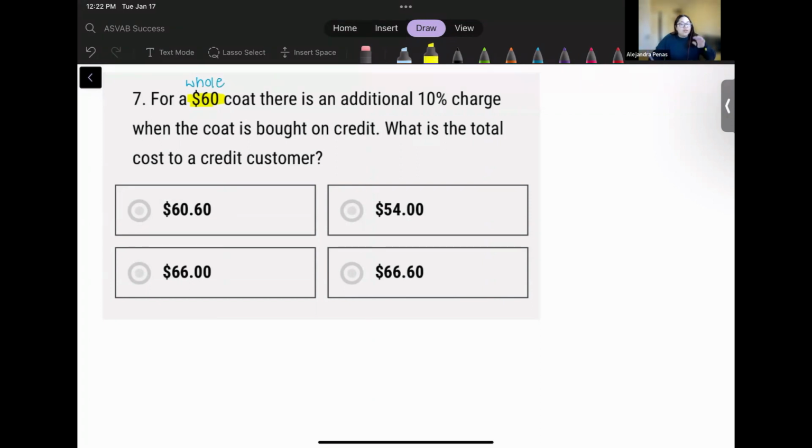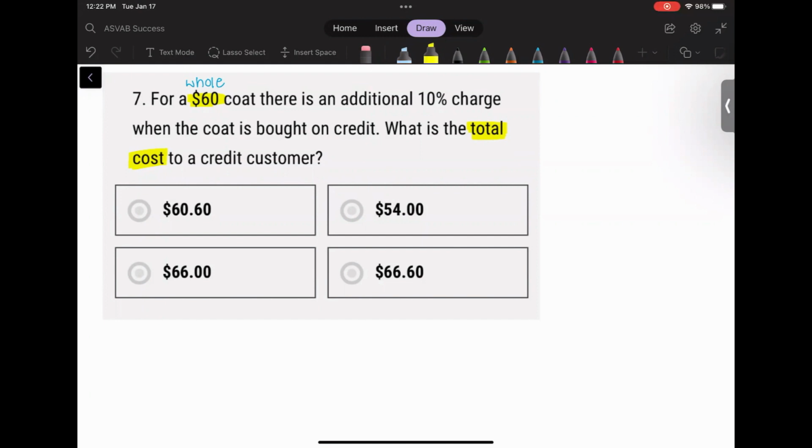Now, notice what the question is asking. The question is asking, what is the total cost? So I want to ask you guys, do you think we should use the percent as 10, or should we use something else for the percent? You use the percent as a decimal. Well, no, we don't have to change it to a decimal. You only have to change it to a decimal when you're doing simple interest. When you're in the percent proportion, you're good to just leave it as 10.